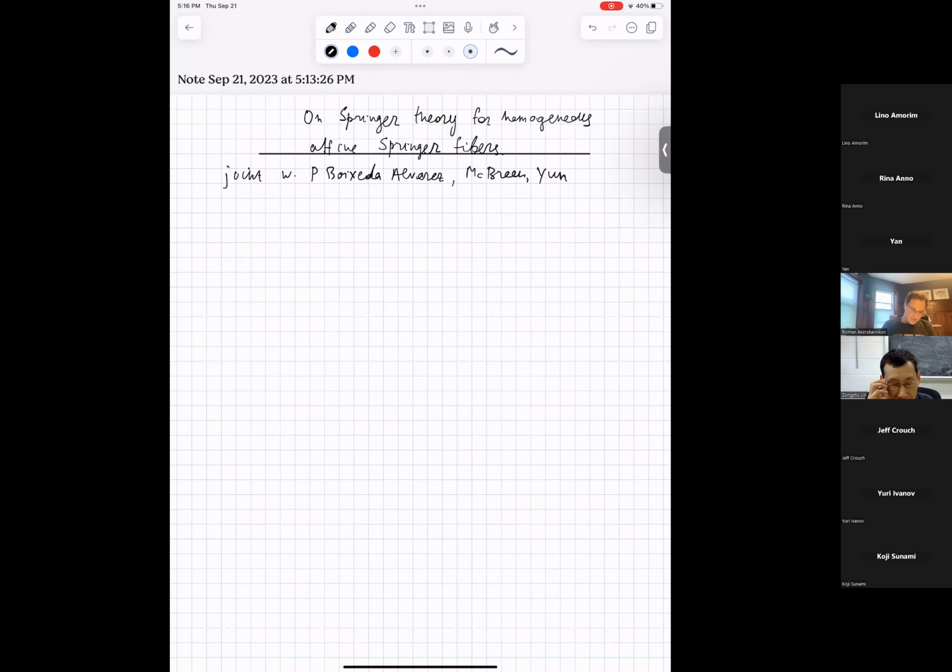Okay, so first I want to talk about the background, and I don't assume everybody is at home with Springer theory, the usual Springer theory. I will not talk about the theory so much as about some specific objects. So if G is a semi-simple algebraic group over C.